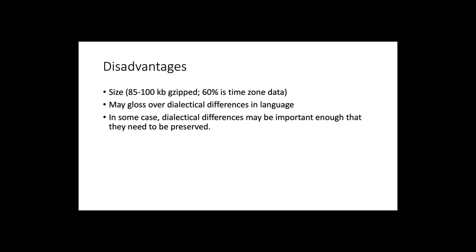The main disadvantage of i18n Locale is its size. The complete framework is between 85 and 100 kilobytes gzipped, but most of that is actually time zone data, about 60%. Once an alternative to moment.js's way of handling time zones is available, the size of the total package could be cut down dramatically.